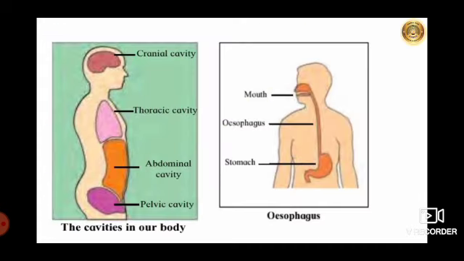Students, in our previous video, we had seen the cavities in our body. We had seen the cranial cavity, thoracic cavity, abdominal cavity, and pelvic cavity. We had also seen the esophagus, how our food is carried from mouth to stomach through a tube called the esophagus. And now we will continue with our lesson. So let us move ahead now.